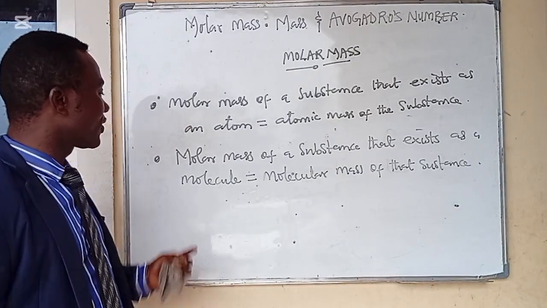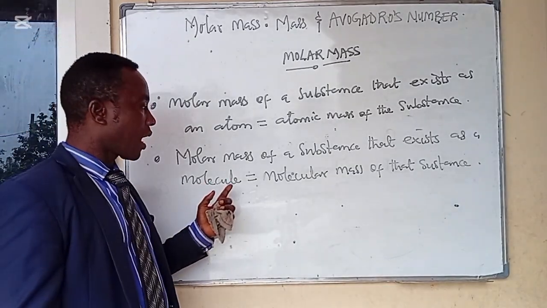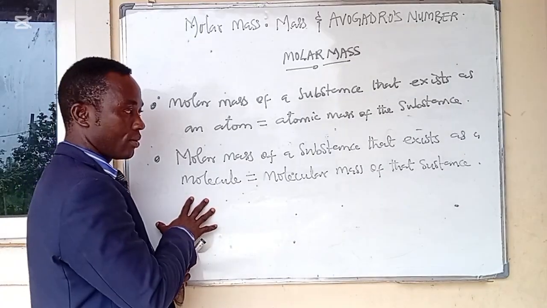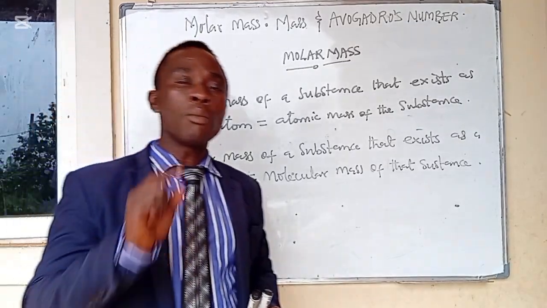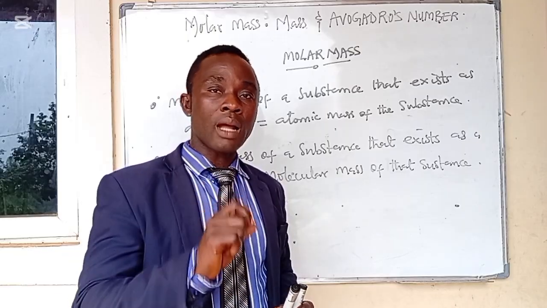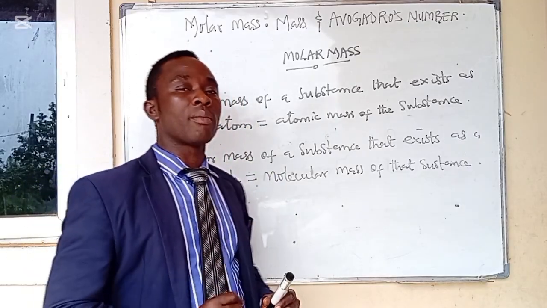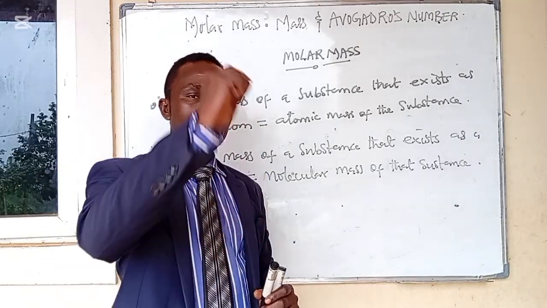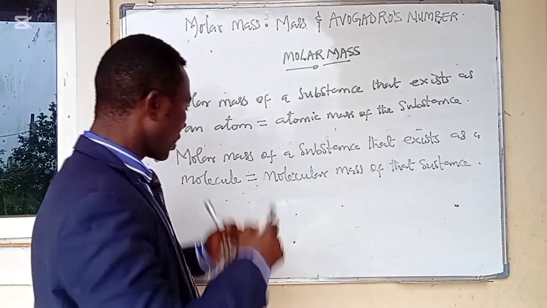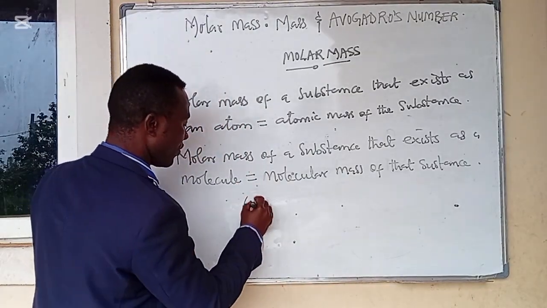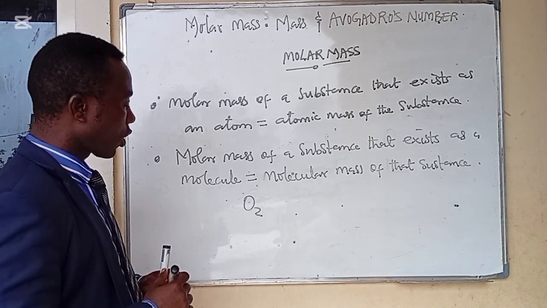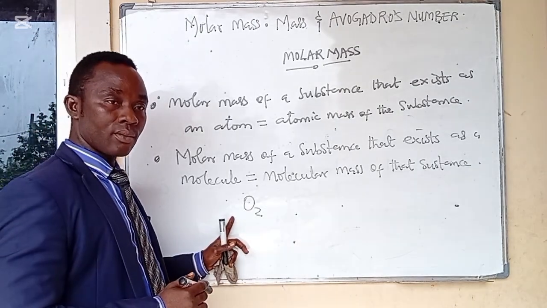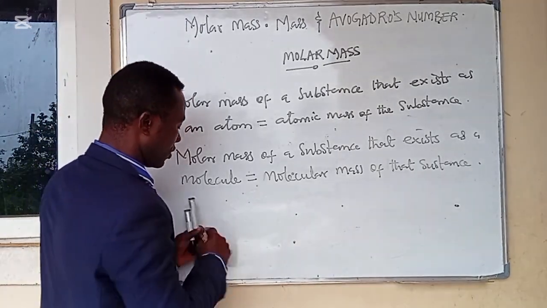So some substances exist as a molecule. If a substance exists as a molecule, the molar mass will not be the atomic mass. It will be the molecular mass. Let me give you an example. If you take oxygen, for example, oxygen exists as a molecule. But we know that what?